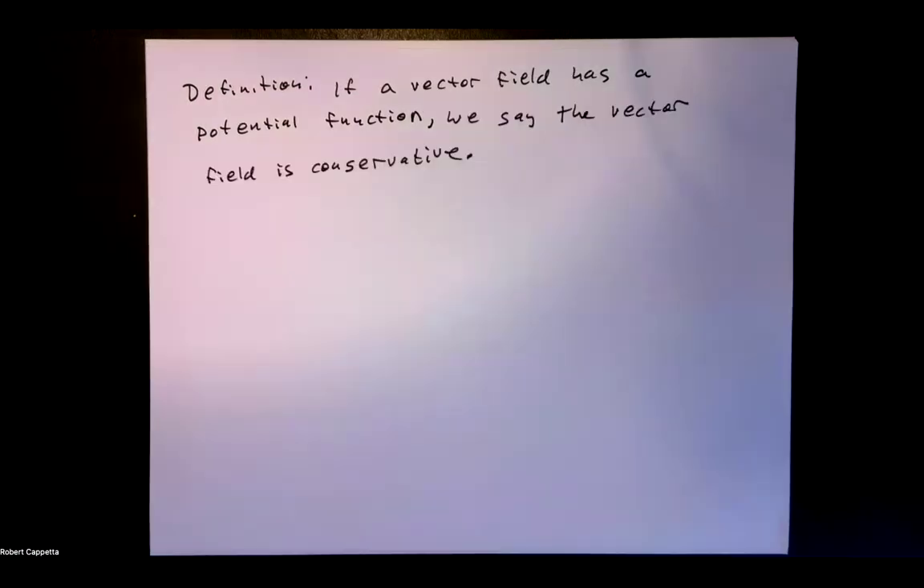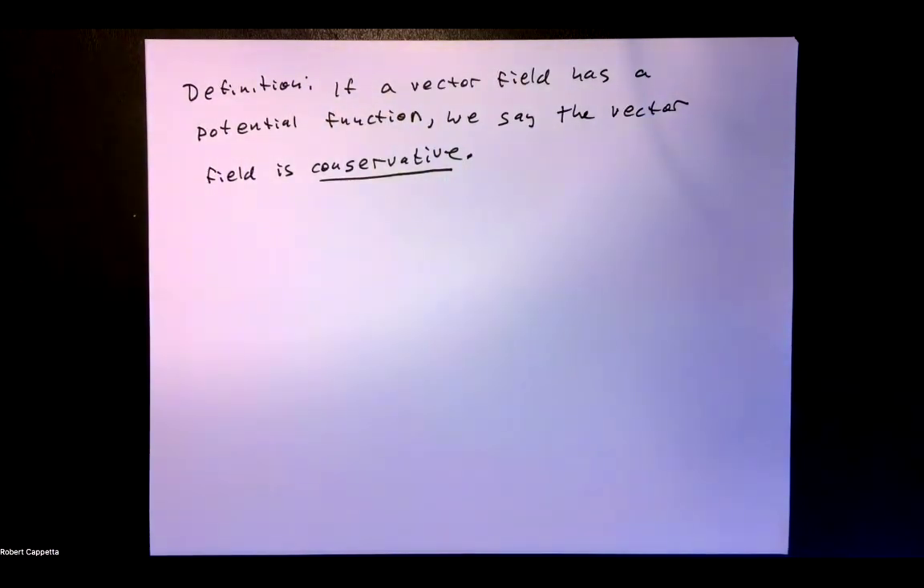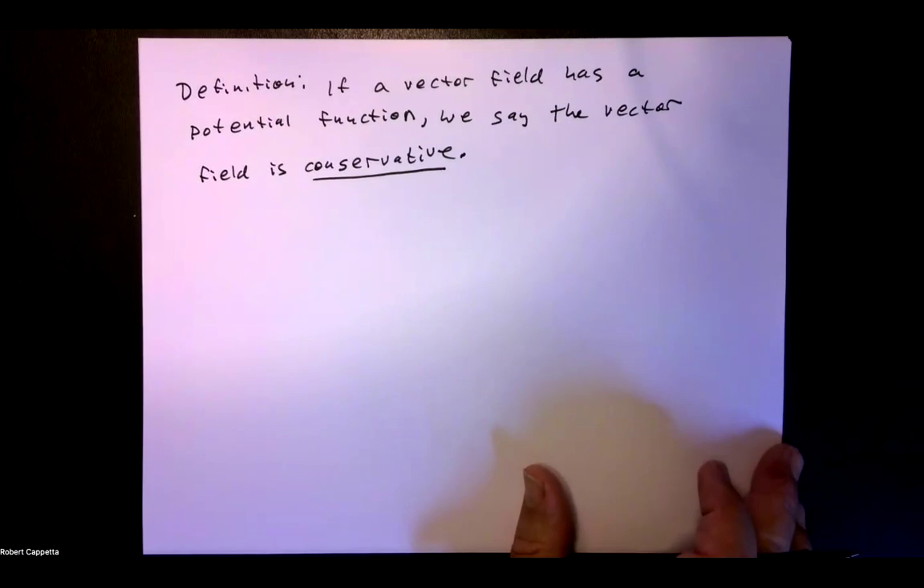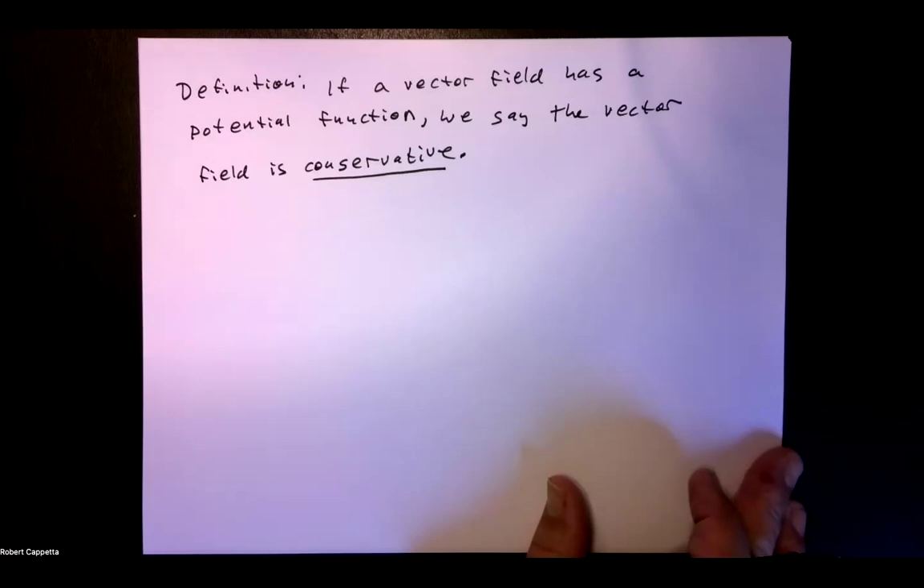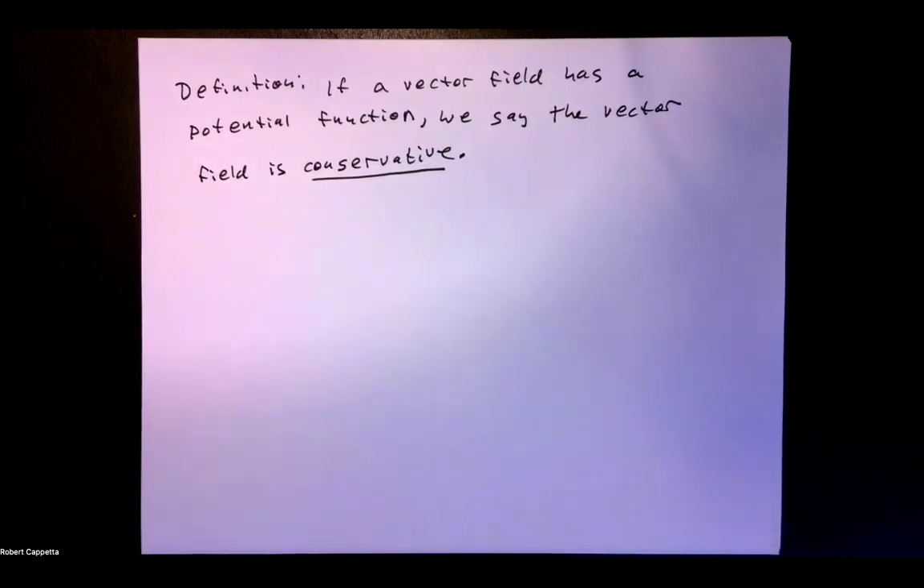This is going to be an important definition for us. If a vector field has a potential function, we say the vector field is conservative. Now, why the word conservative? Because vector fields are used to show situations where things like energy is conserved. So that's going to be an important idea. If we have a potential function like our last example, the vector field I gave you previously was a conservative vector field because there was a potential function whose gradient defined that vector field.